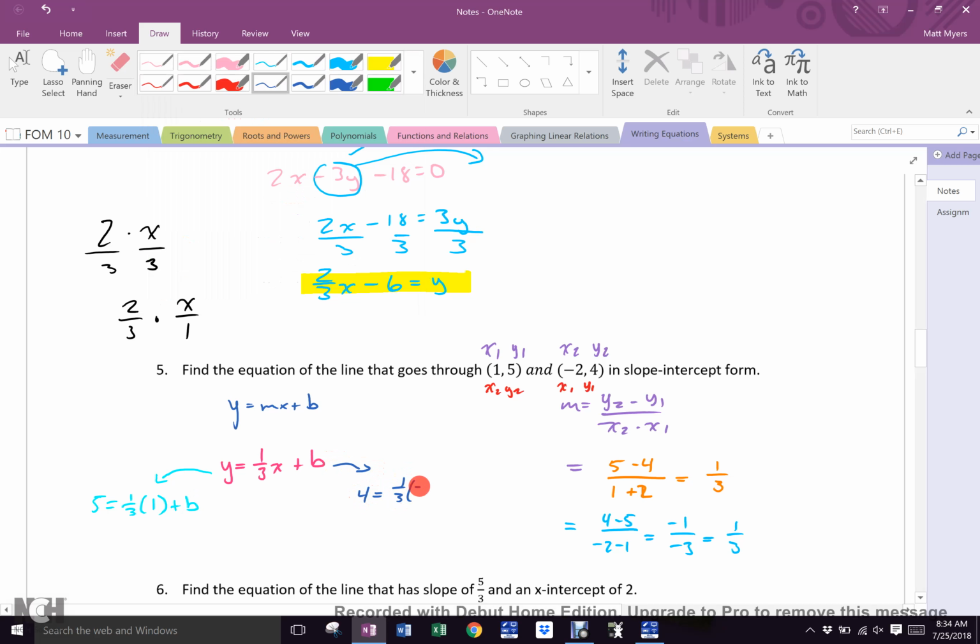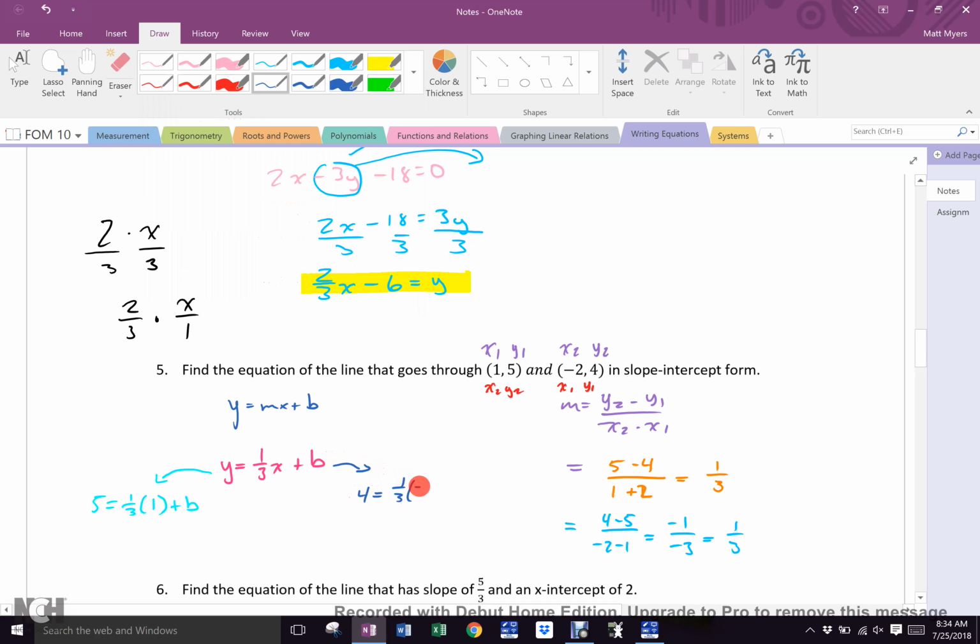Would that be correct? Why not? Because as an x-intercept, right? So as an x-intercept, that gives us a point of 2, 0, doesn't it? So what would you really want to use here? Point slope form, which would of course be y minus y1 equals m times x minus x1. And you would fill it in. Y minus 0 is what? It's just y equals m, 5/3, x minus 2.